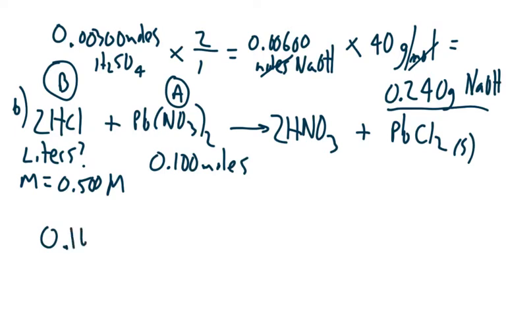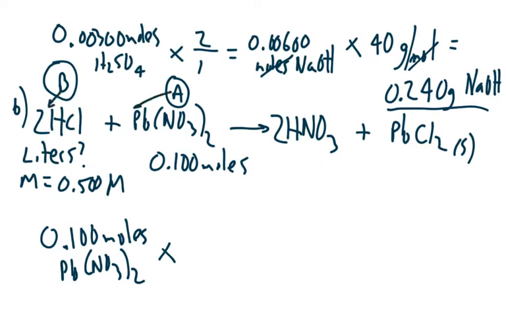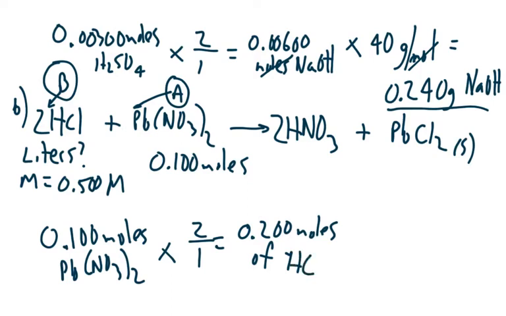So I'll show you what I mean. Here is the moles of the given. Okay, so the given is A, or lead 2 nitrate. The mole ratio is our next step. B over A is 2 over 1. You can see the coefficients there. That's, again, the importance of balancing. And you're going to get 0.200 moles of the unknown this time, which is B, HCl.